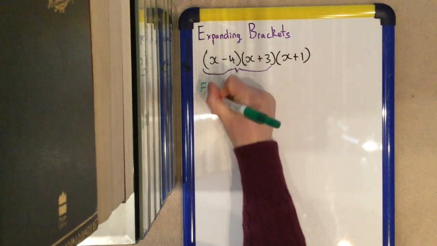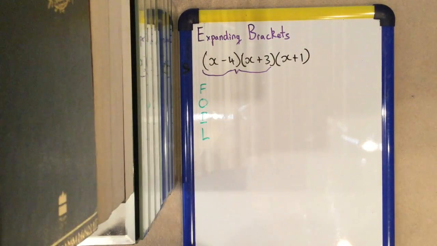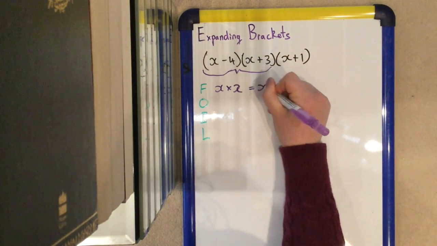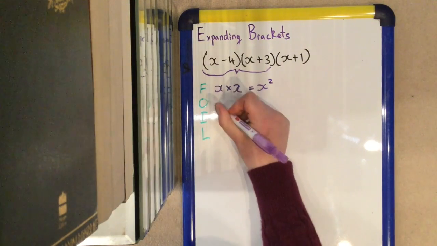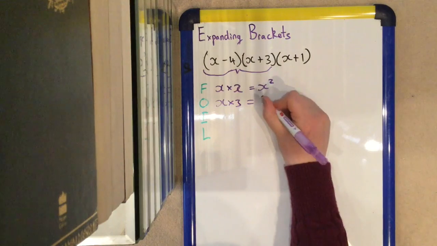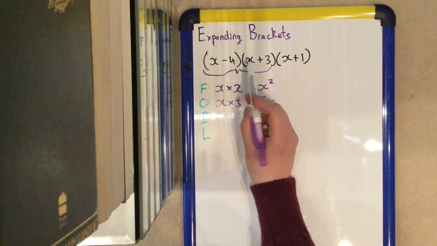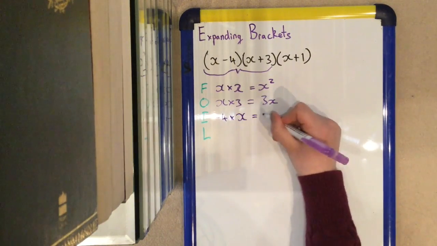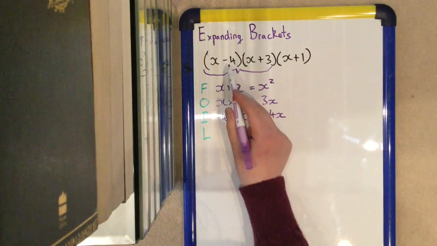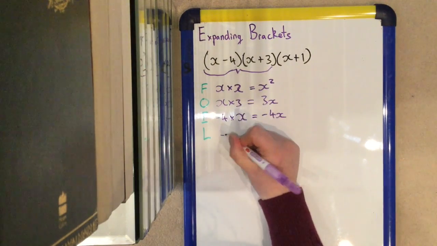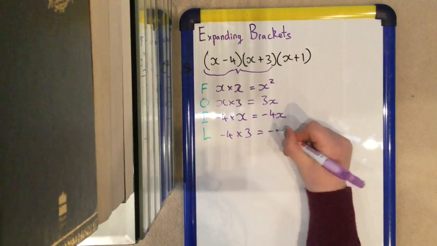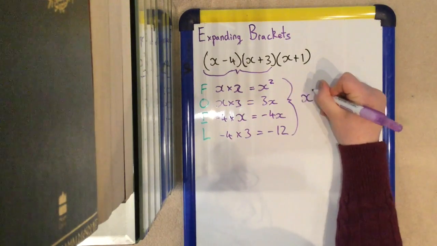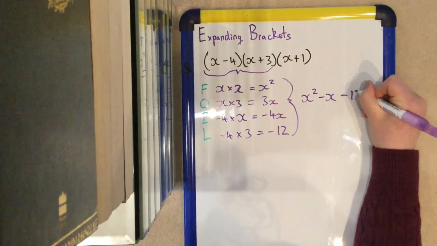So again, using FOIL, my first two terms are x times x, which gets me an x squared. My outside terms are this x times 3, which gets me 3x. My inside terms are this minus 4 and x, which gets me minus 4x. And my last two terms are this minus 4 and 3, which get me minus 12. Combining these all up, we get x squared minus x minus 12.